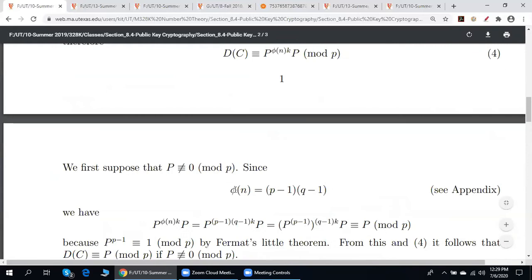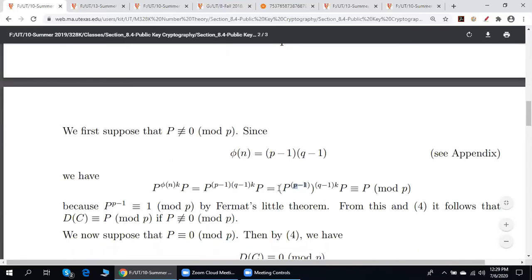So, phi of n is equal to this. Now let us go back to this expression. It's over here. We replace phi of n by this product, done. And then by algebra, p to this power is equal to p to the power p minus 1, the whole thing to the power q minus 1 times k. Note that what is written here is indeed congruent to p modulo lowercase p.